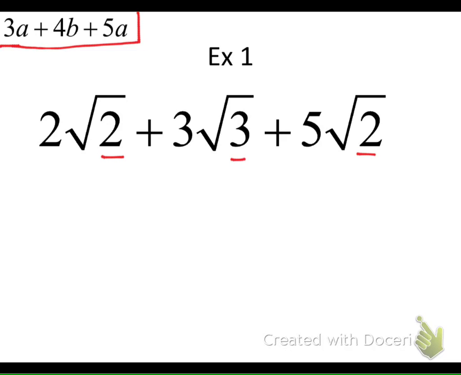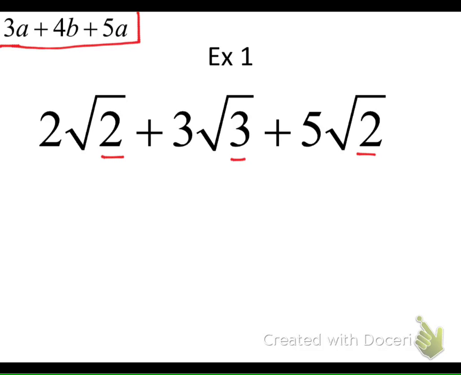Okay, so like 3a plus 5a, those were the same. They had the same variable. Well, these square roots here, anything that has the same radicand are like terms. So looking here, the first thing that I have to go through and see is if I can simplify any of these square roots. Well, the square root of 2 is a prime number, right? So I can't simplify that.